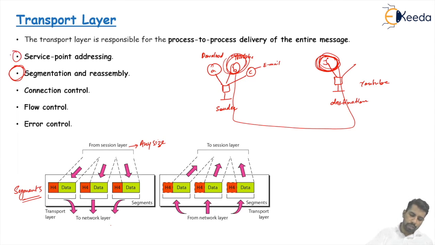Service point addressing means the process addressing, the process address. We also call that the port number, which means which type of service you are using on your computer. That is service point addressing, or the port number. If you are sending an email, you are using the SMTP protocol, which has a different port number.